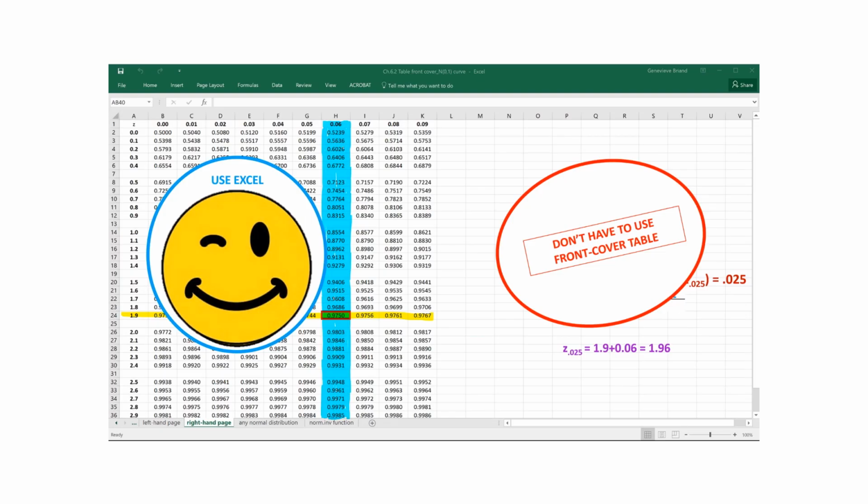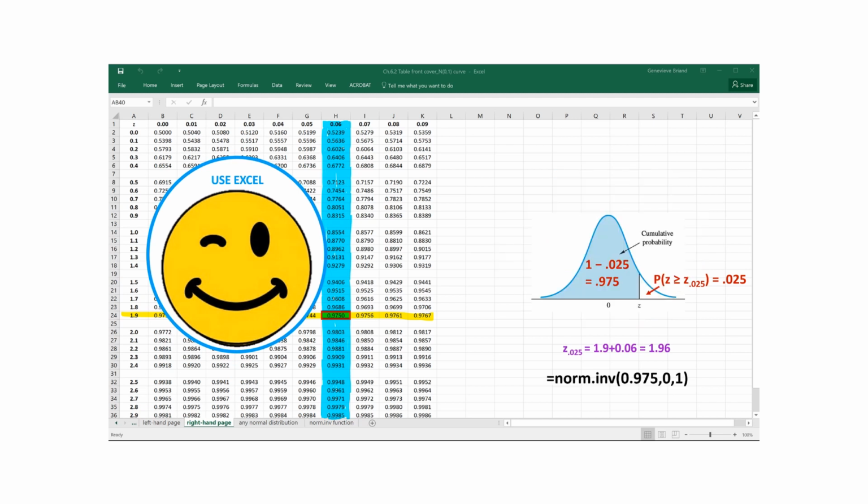Note that we don't have to go to the table inside the front page of our text. We can directly use Excel to compute the z-value of interest to us, and we looked at that back in chapter 6. To get our z-value, we would use the NORM.INV function and specify the cumulative probability to be 0.975 and mean 0 and standard deviation 1 for standard normal distribution.